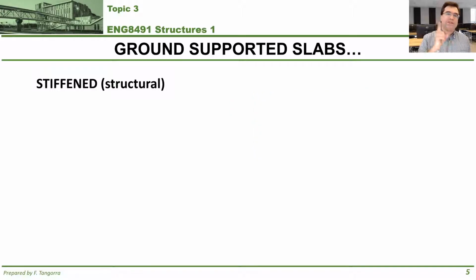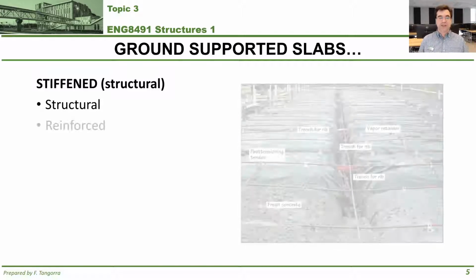Now let's talk about what the textbook identifies as stiffened slabs and what I would like to rather define as structural slabs. They are structural, so that means that it's actually holding up the structure above it. If that slab were to disappear or be compromised, it would compromise the structure of the building that's above it, okay, that's being held up above it.